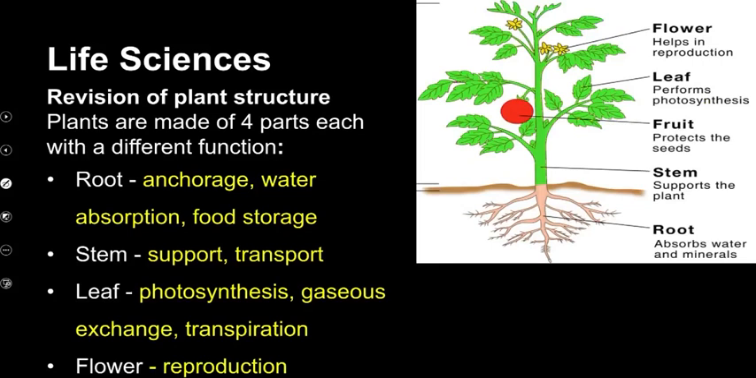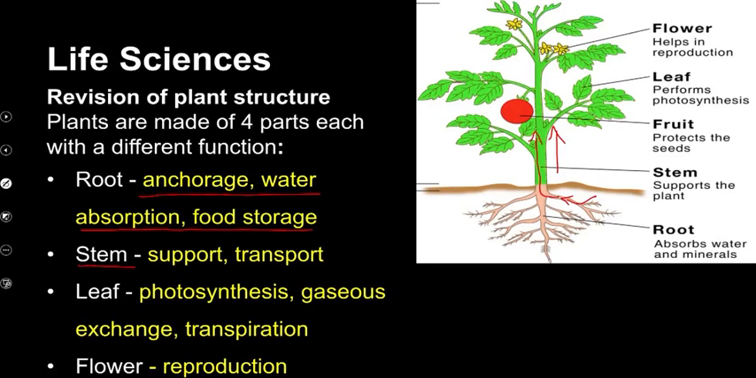In the last lesson, we looked at the root with its functions of anchoring, water absorption, and food storage. What we're going to look at today is the stem, and most stems grow upright, so they would need to support the plant. If we look at this plant standing upright, it also is going to need water coming from the soil to go up the plant.